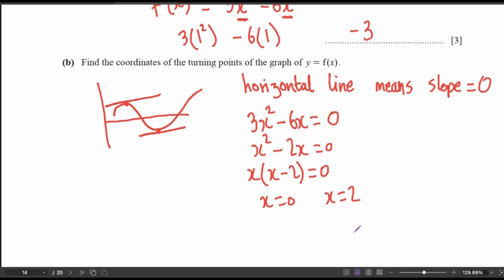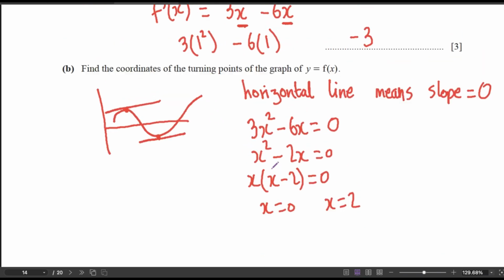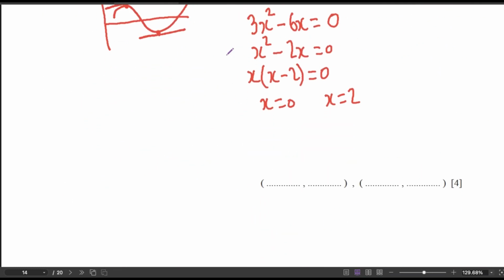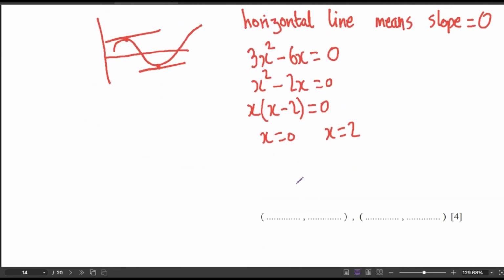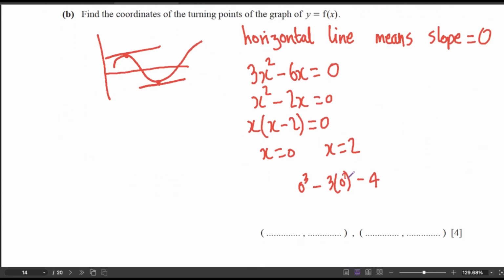And then you have to find the coordinates, right? So you put x is equal to 0 back into the function f of x, back into this function right here. So you would have 0 cubed minus 3 times 0 squared minus 4. I think that's what the function was. Yep, which is just negative 4.